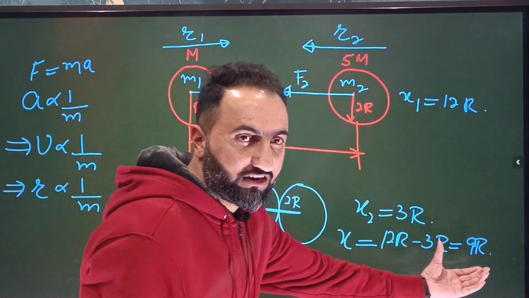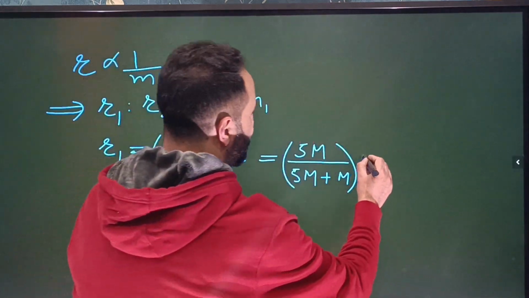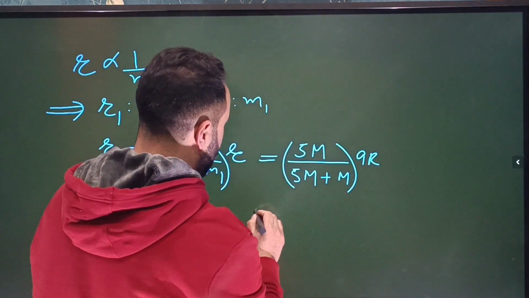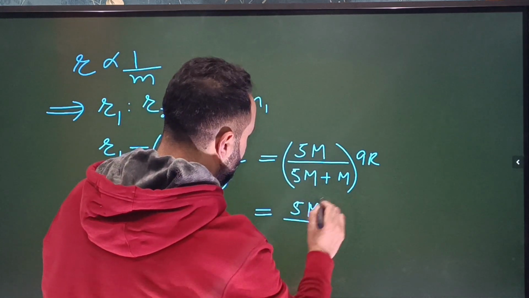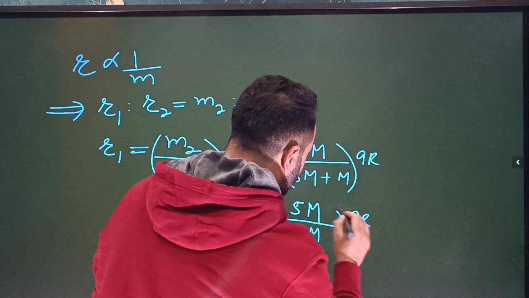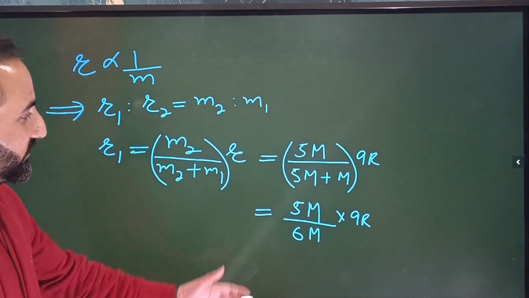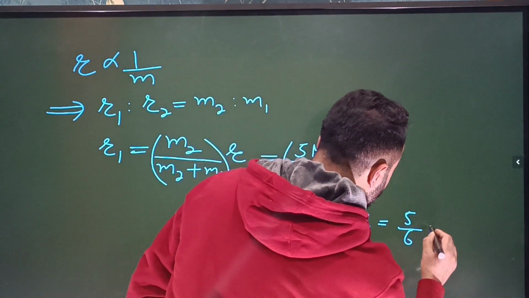Here we have calculated that the net distance is equal to 9r. The total distance covered by both the particles is what? That's 9r. ठीक है ना बेटा? अब यहाँ ध्यान दीजिए बेटा. So here it is 5m, isn't it? Then here it is 5 plus 1. That's equal to 6m. And then here it's 9r. ठीक है ना बेटा? And this m and m is going to cancel. So this is something like 5 by 6 into 9r, 5 divided by 6 multiplied by 9r.